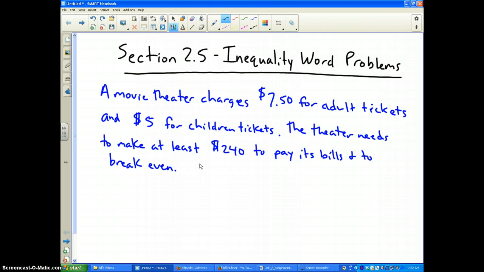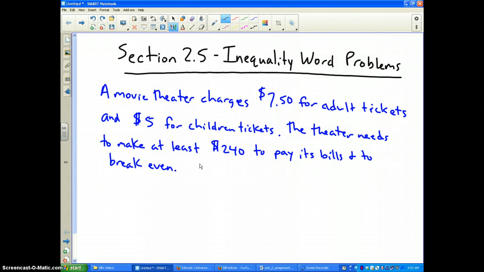Okay, a movie theater charges $7.50 for adult tickets and $5 for children's tickets. The theater needs to make at least $240 to pay its bills to break even. This is our real life situation because obviously many businesses deal with profits and losses, and obviously you need to sell a certain amount of tickets to start making money once your bills are paid.